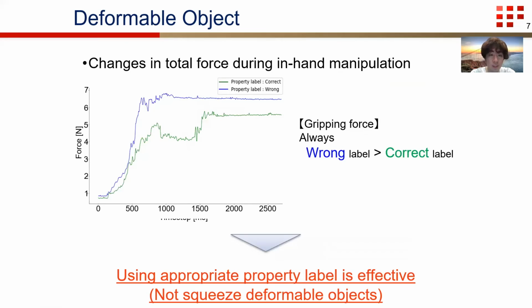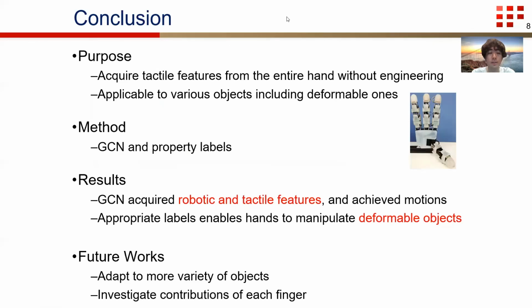Also, when we see the trajectory during the in-hand manipulation, when we add the wrong labels to the GCN, it always generates higher forces. On the other hand, the correct labels provided low forces, but still it could achieve the successful manipulation. So we confirmed that using appropriate property labels is effective, and the hand didn't squeeze the deformable objects. So here's the conclusion.